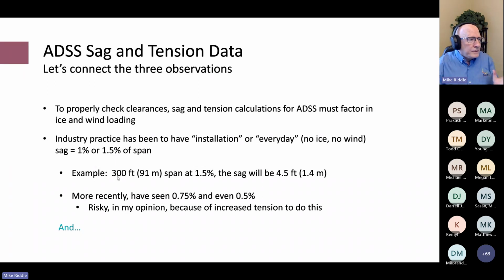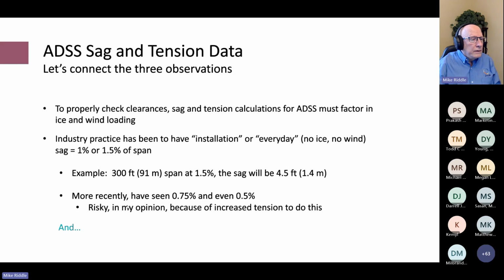So it's as simple as this example. If I had a 300-foot span and I'm allowing 1.5% of sag, the sag would be 4.5 feet or 1.4 meters. If I decided I wanted only 1%, it would be 3 feet, a little under 1 meter.